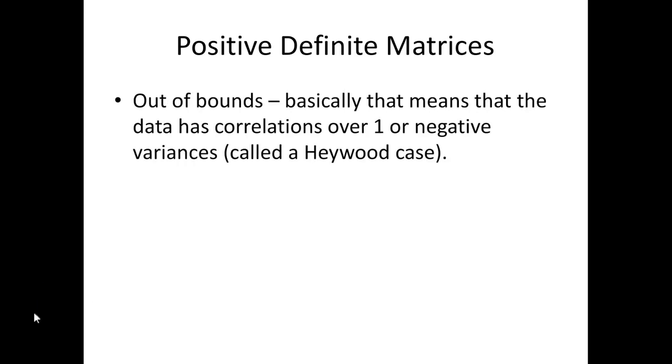And sometimes things can be out of bounds. And we'll talk about this particular problem a lot. It's called a Heywood case, where the data is estimated to have a negative variance or a correlation over 1. They happen when it's just hard to estimate whatever parameter you're looking at, and so you'll get these wild, crazy estimations. And so if the correlation's over 1 or the variance is negative, you know something's wrong. Generally, this is caused by columns that are too highly related or latent variables that are too highly related. So the individual columns are fine, but the latent structure is too highly correlated.